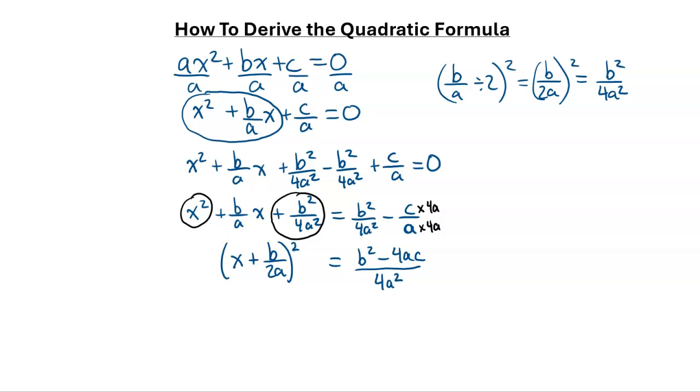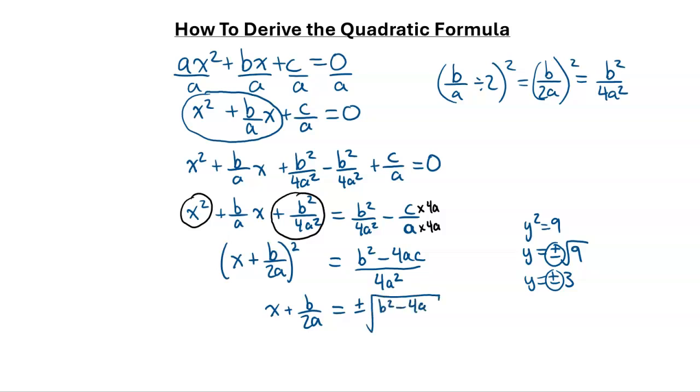So now what I want to do is take the square root of both sides. In fact, I want to take plus or minus the square root, because if you had something, for example, like y squared equals 9, and you take the square root, well, it could be positive or negative times the square root, just as a quick example. So you need to always remember, when you're solving y squared or something squared equals something else, to take both the positive and negative possible solutions. So this becomes x plus b over 2a, and I take plus or minus the square root of b squared minus 4ac all over 4a squared.